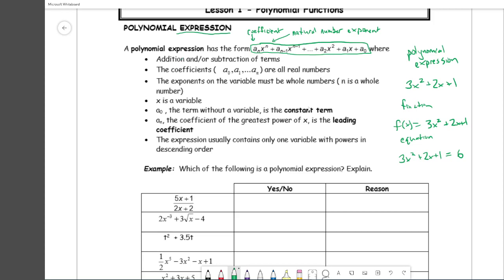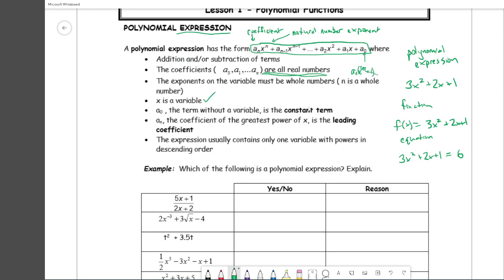So it has to have addition, it has to have coefficients. Now the coefficients can be fractions, that's fine. The exponents on the variable must be whole numbers. Again, I said natural numbers because that starts at 1. Whole numbers start at 0. I guess technically it could be 0, but of course we don't normally write x to the 0 because we know that x to the 0 is just equal to 1, right? So we don't bother really writing it down.